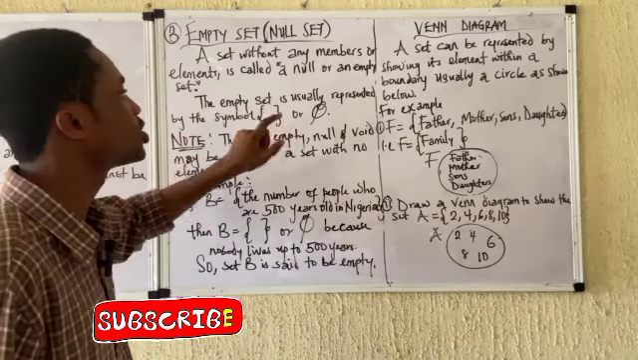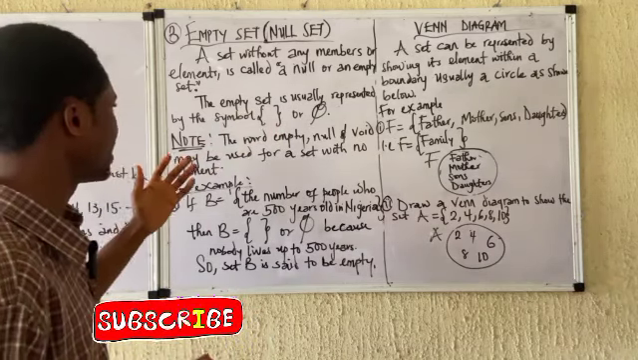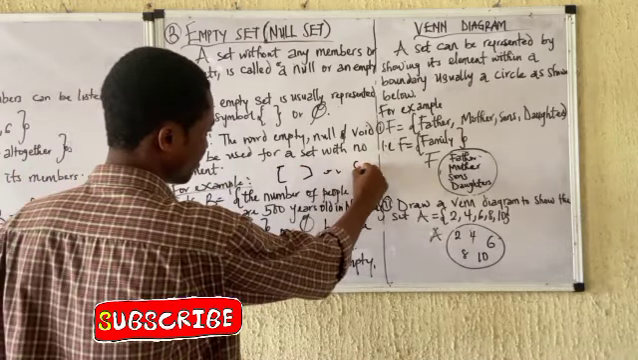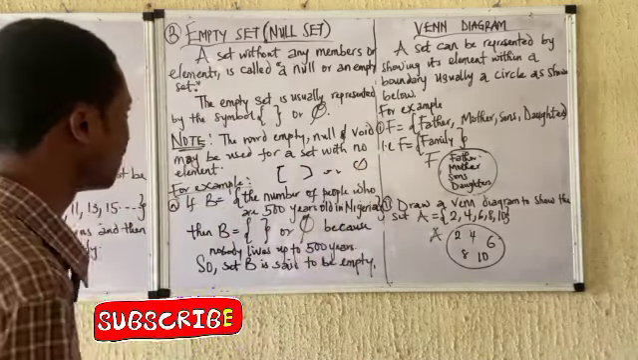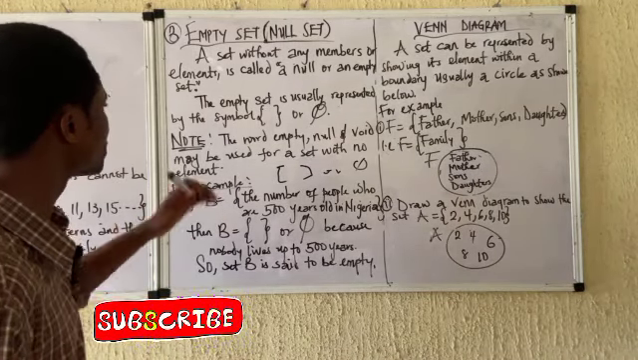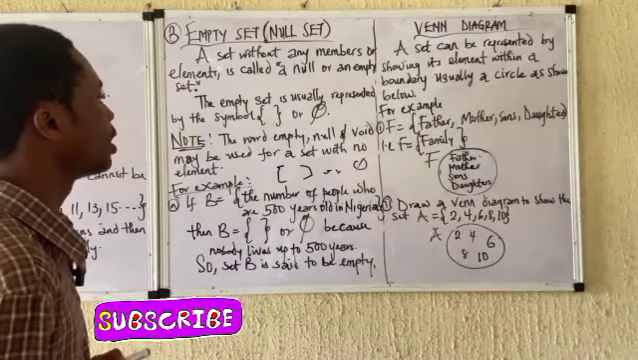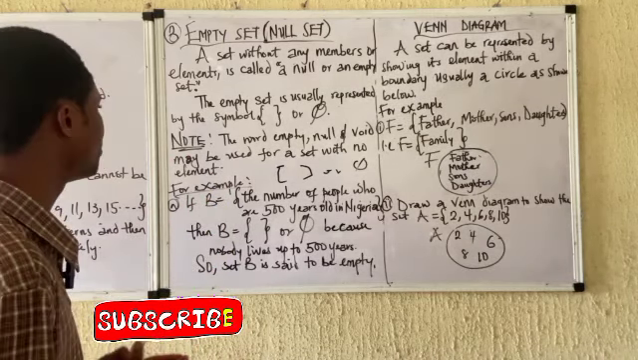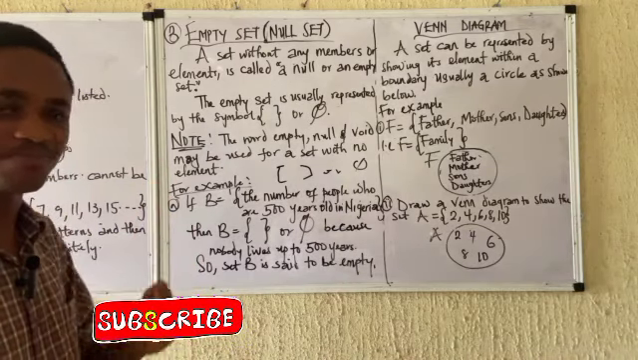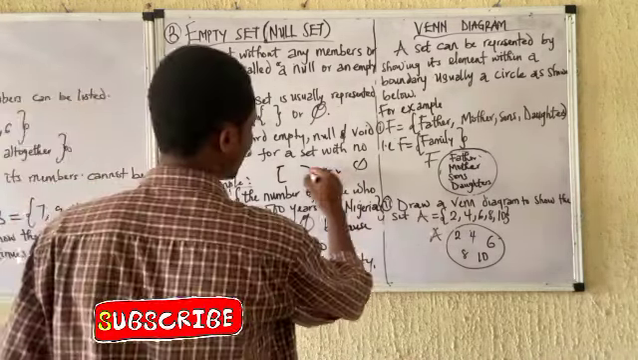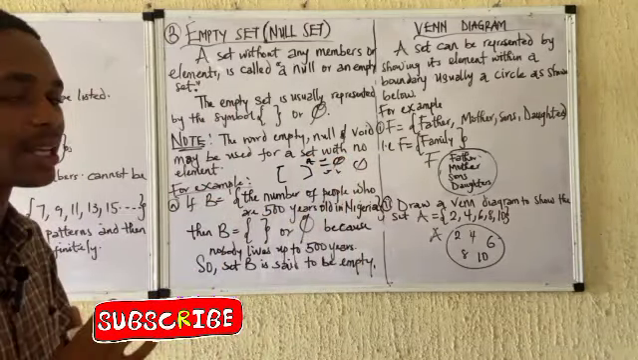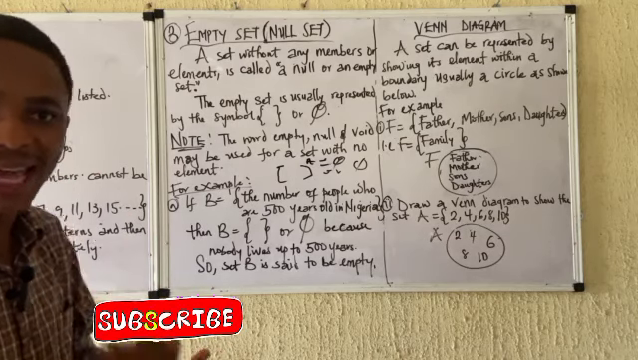The empty set is usually represented by the symbol, the empty brackets here, like this, or empty, whatever it is, they're talking about the empty or null set. Note the words empty, null, and void may be used for a set with no element. So let's say set A equals empty, that means there's no element. Set A does not have any member.